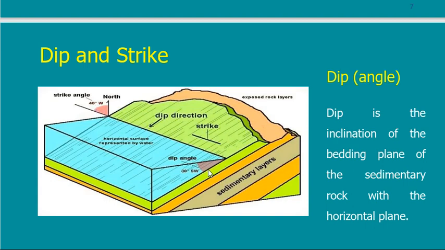The dip, the angle of dip, this is the angle between the bedding plane and the horizontal. The strike angle is the angle between the strike line and the north. And the strike line, as in definition, is the intersection between the dipping plane of the rock and the horizontal plane. This figure is also an important figure that you have to understand very well.